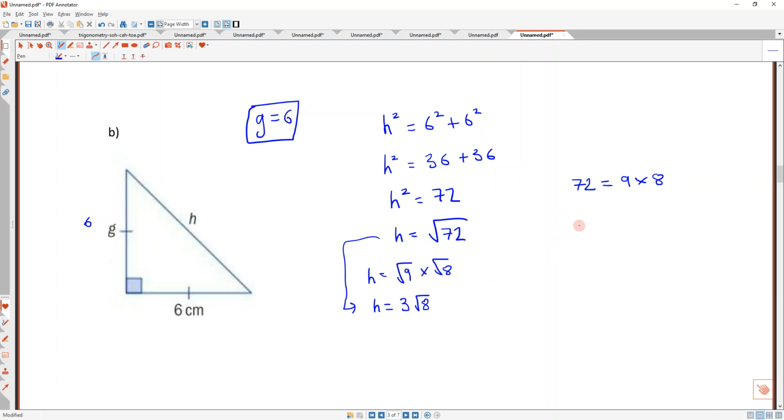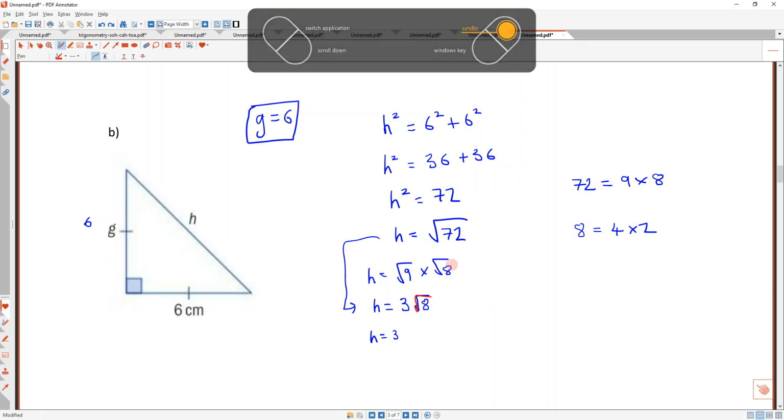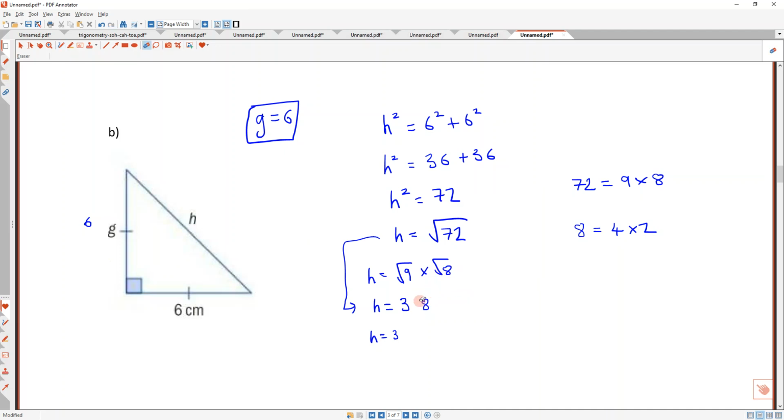Now also, 8 is the same as 4 times 2. So H is equal to 3 multiplied by, and I'm going to use a different color just to make this hopefully a bit more obvious, so you can see which things are the same. So the square root of 8 is the same as the square root of 4 times the square root of 2.